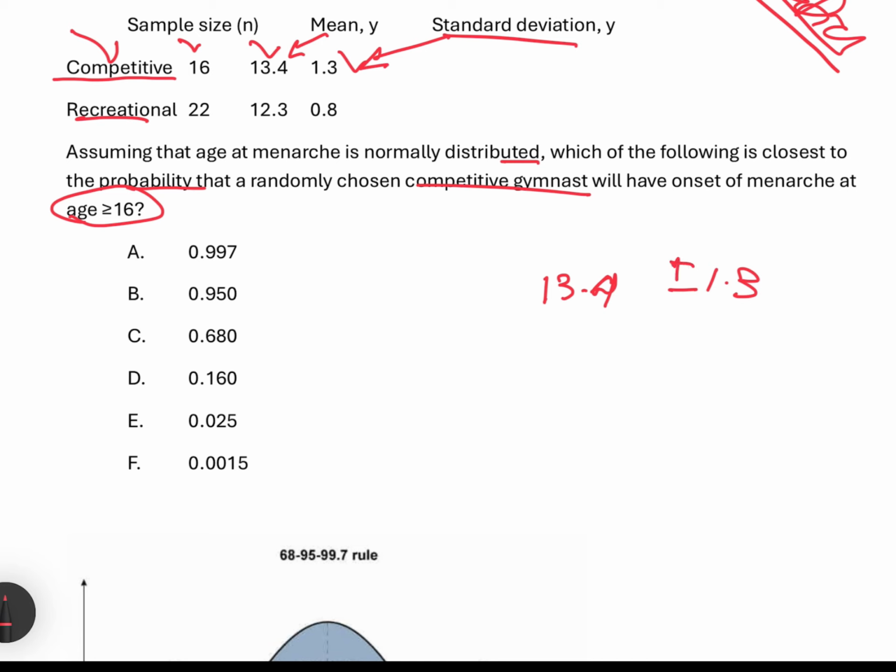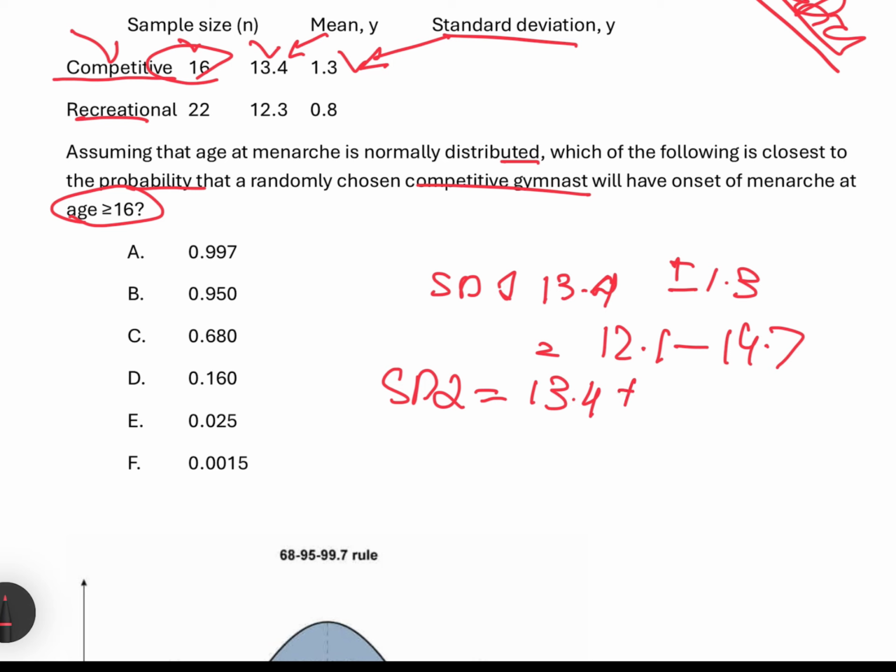So we have to apply the standard deviation. If we take one standard deviation, the range is between 12.1 and 14.7. If we go with two standard deviations, we multiply 1.3 by 2, which is 2.6, and the range is 10.8 to 16.